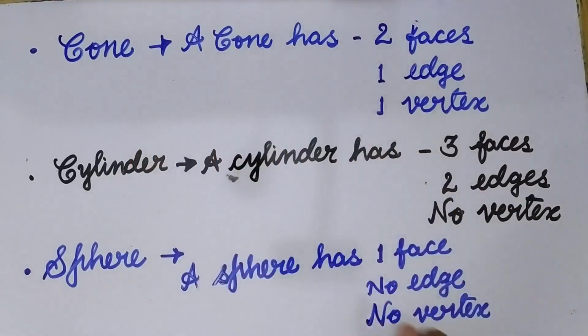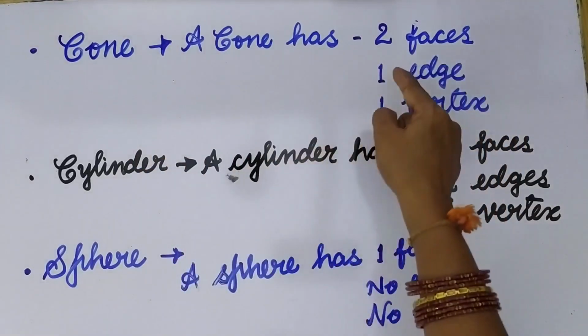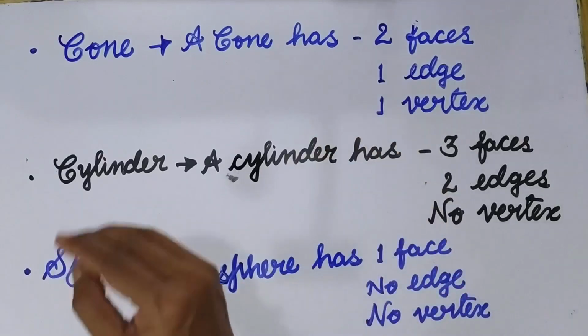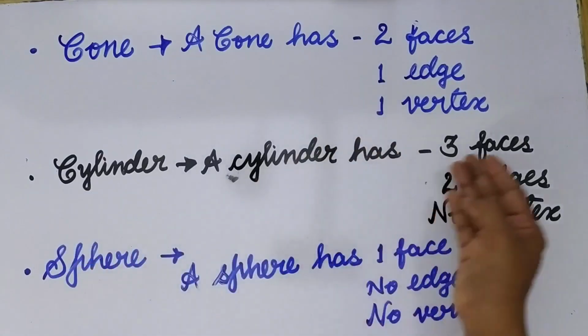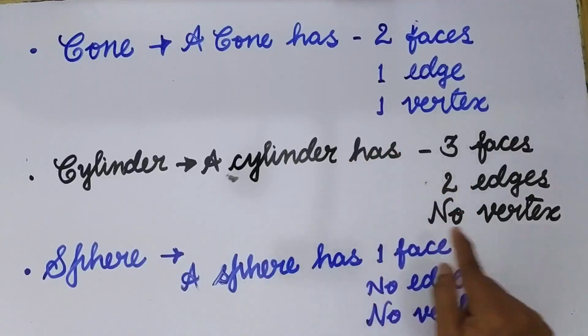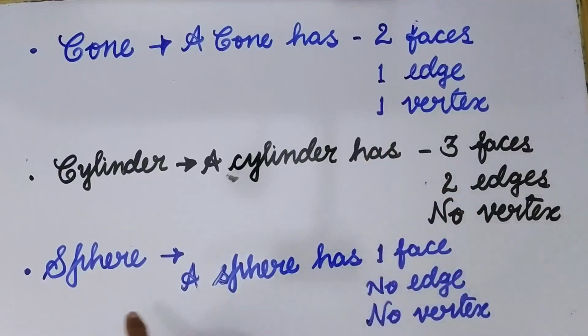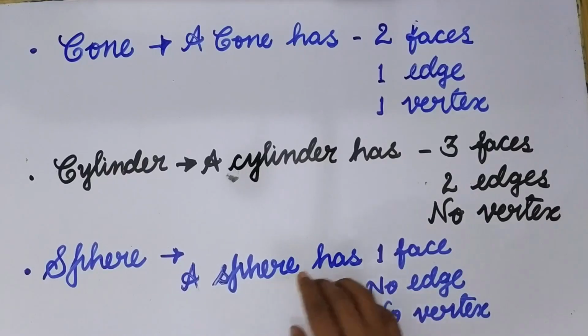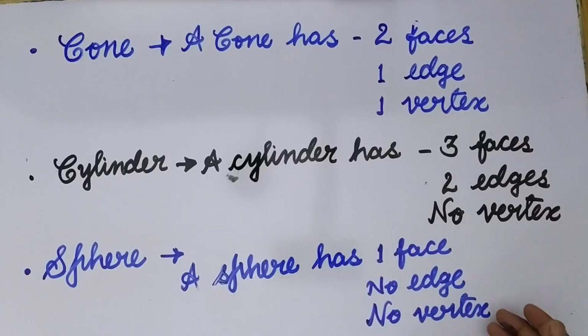So, a cone has 2 faces, 1 edge and 1 vertex. What about a cylinder? A cylinder has 3 faces, 2 edges and it will not be having any vertex. So, no vertex. A sphere has 1 face and no edge and no vertex. A sphere will not be having any edge or vertex.